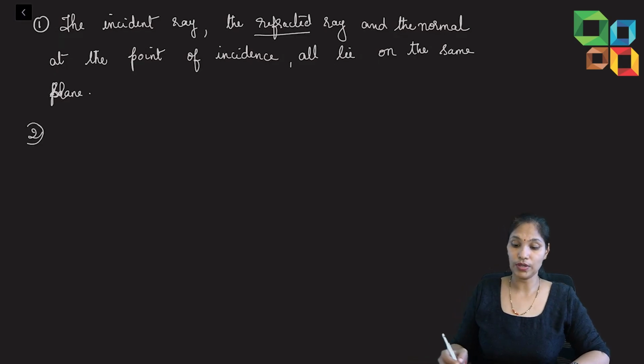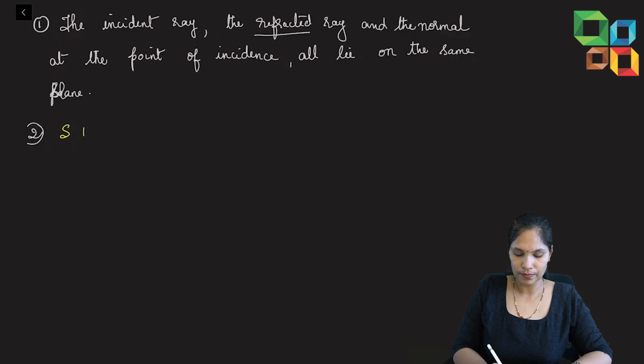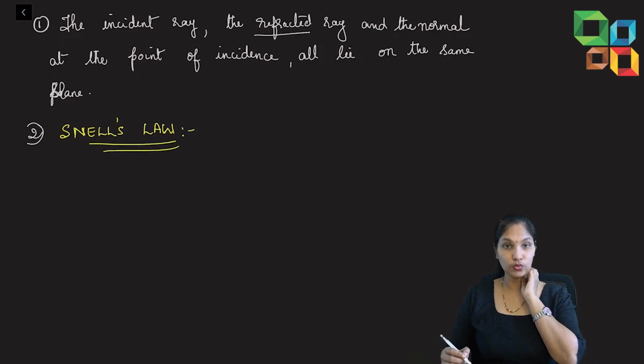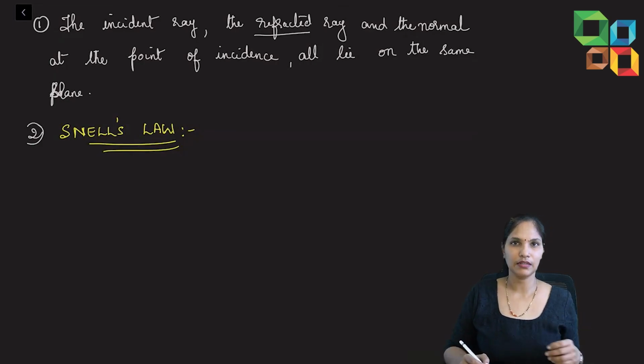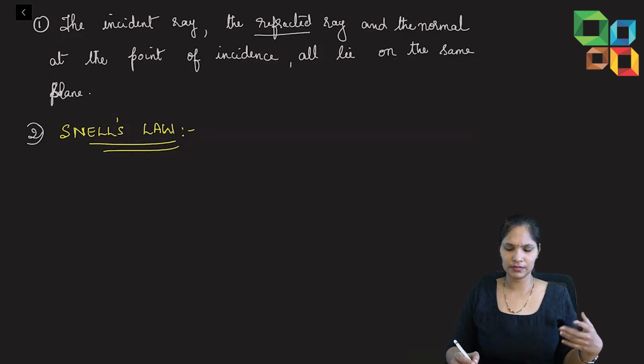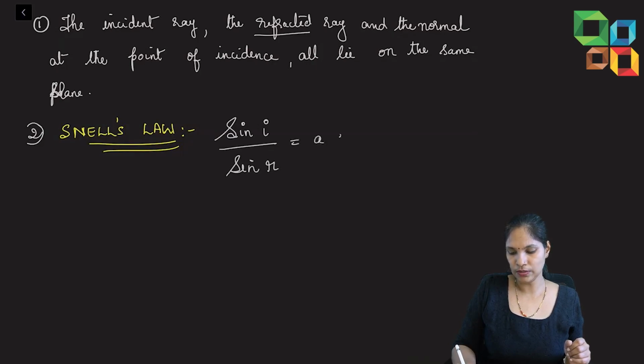The second law is a very, very important one, and that's called Snell's law. Snell is the name of a person who gave this law, who formulated it. So Snell's law. What does Snell's law say? I'll write the mathematical form first, and later on, slowly, we will see the statement. Mathematically, Snell's law is given like this. Sin I divided by sin R is equal to a constant.